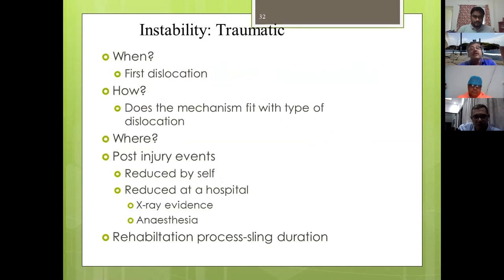So instability, if due to trauma, you ask when. That means, when was the first dislocation? How? Does the mechanism fit with the type of dislocation? And where? And also the post-injury events. You ask whether it was reduced by self or reduced at a hospital, the X-ray evidence if he has it with him, and whether it was under anesthesia or by pulling and doing the maneuver. And ask about the rehabilitation process with sling and the duration, because if you keep the sling prolonged, there may be stiffness.